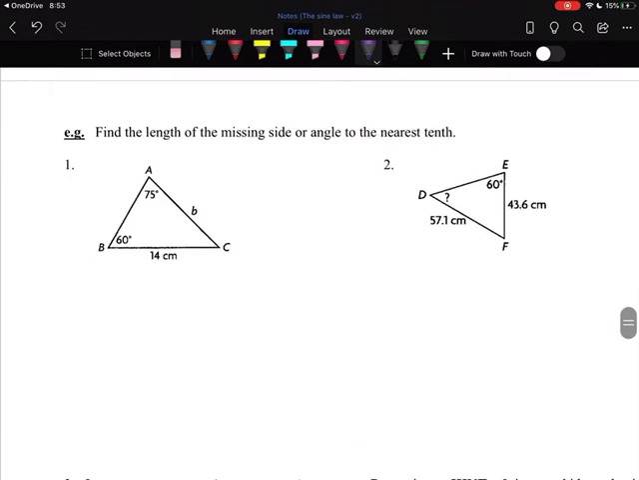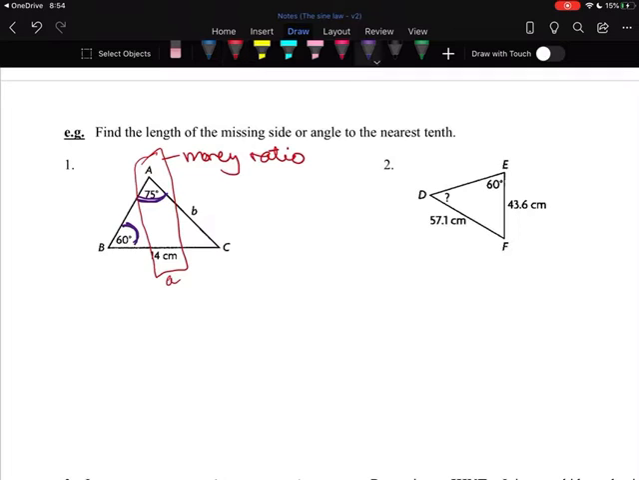Okay, so let's look at this situation. We've got two triangles and it says, find the length of the missing side or angle to the nearest tenth. If we look at question number one, I have an angle of 75 degrees and another angle of 60 degrees. Angle A and little a are both known. This is what I refer to as my money ratio, because I know both pieces: the 75-degree angle and the side length opposite to it.